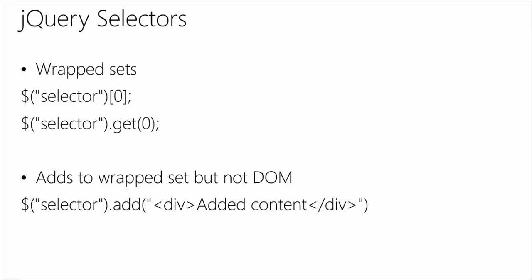Now the selectors, when we do this, and you see the little objects in the developer tools, jQuery is creating what's called a wrap set, or wrapper. So it wraps that up, and you can see it in the dev tools like that.